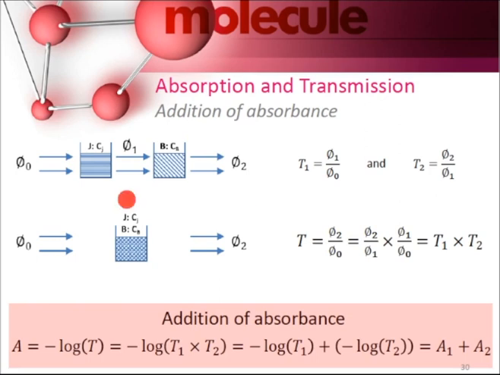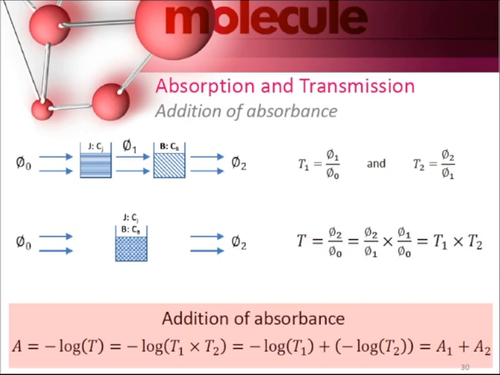Now, in the other situation where we have mixed both, then transmission of the mixed solution is phi 2 over phi 0, which we can write as phi 2 over phi 1 times phi 1 over phi 0. So you can easily see that it's T1 times T2. So the transmission is the product of the transmissions of two substances put in series. That's the transmission of the solution, of the mix of them.